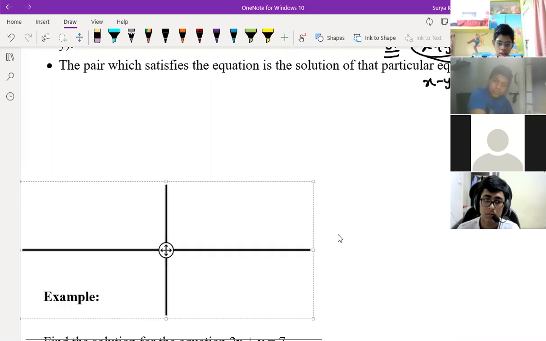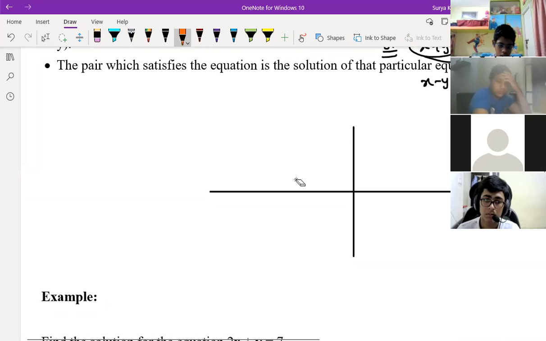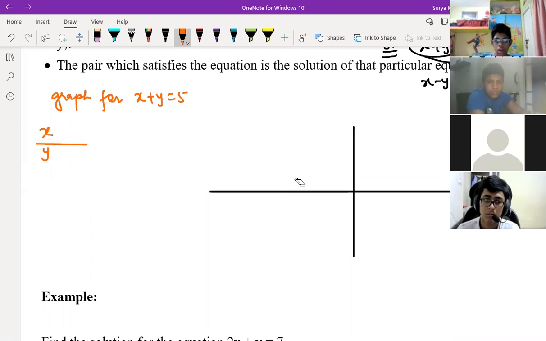See, this is the coordinate plane, okay? So I am drawing the graph for x plus y is equal to 5. Okay, Nihar, in school what they teach is x and y, and they will say that you start from 0.